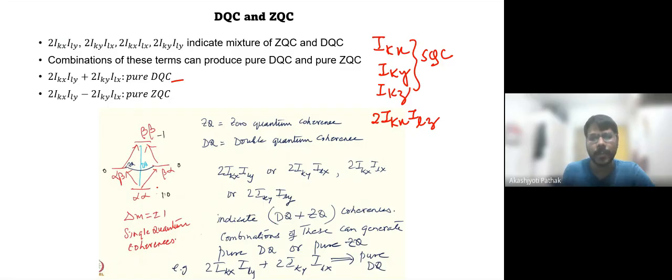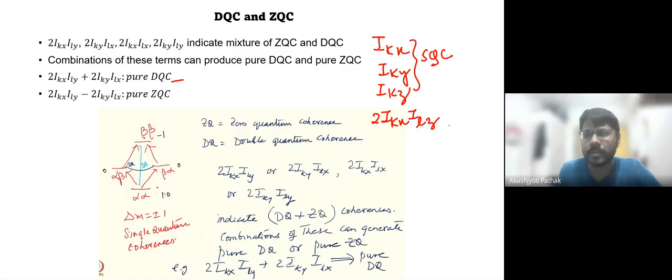So this was what was explained. If you have terms like IKX ILY, IKY ILX, or IKX ILX, okay, these terms, IKY, ILY, indicate combinations of double quantum coherences and zero quantum coherences.